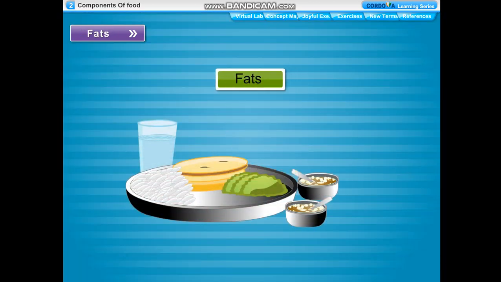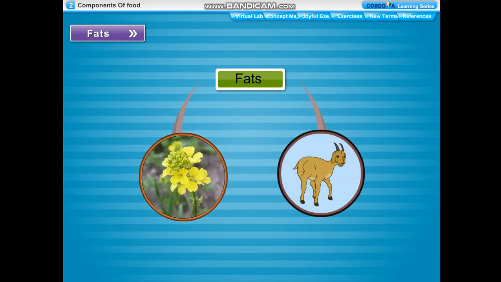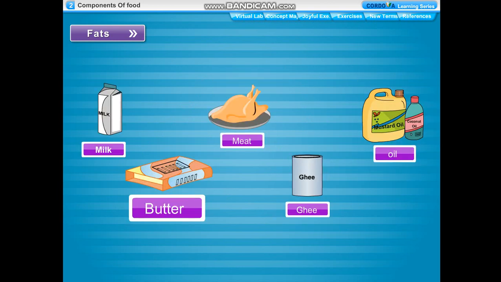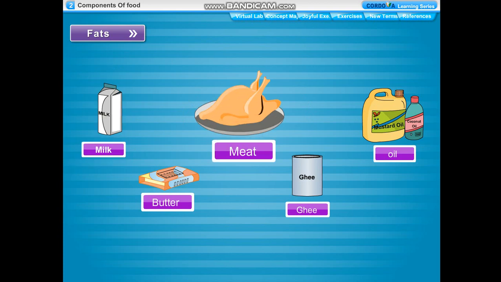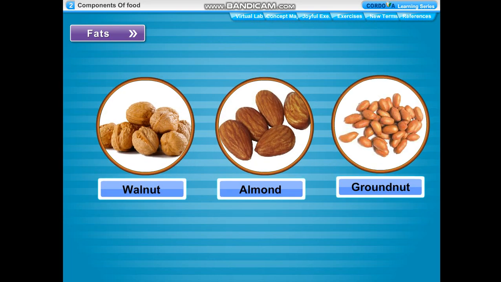Fats. Fats give us more energy than carbohydrates. Foods rich in fats are also called energy-giving foods. Fats are obtained from plants and animals. Ghee, oil, butter, milk, meat, etc. are some common foods containing fats. Nuts and some seeds also contain fats.